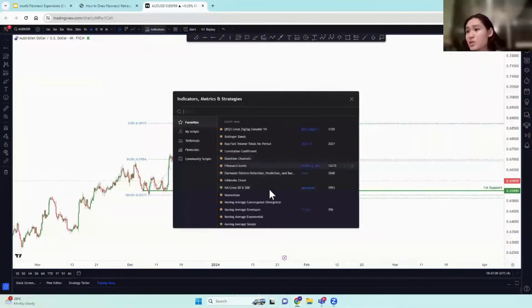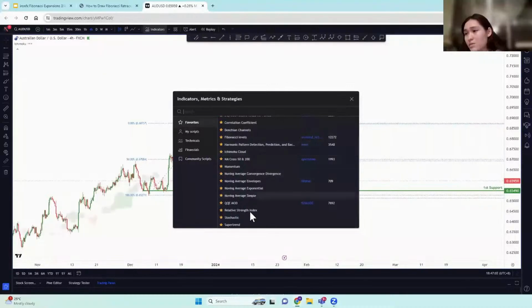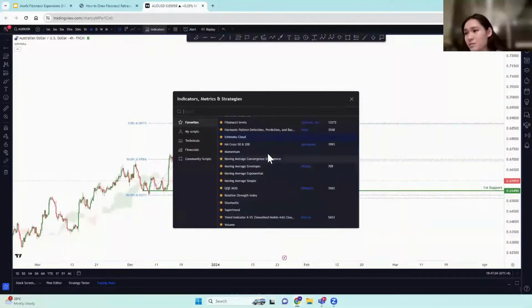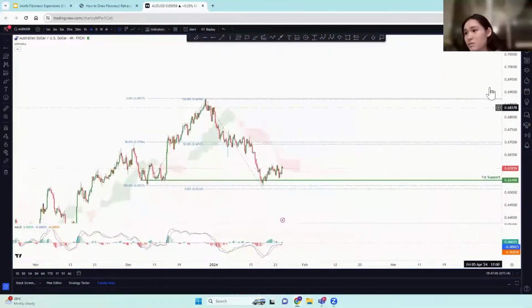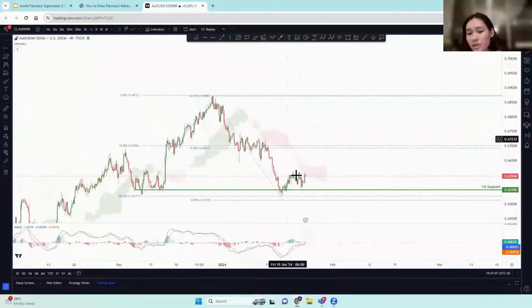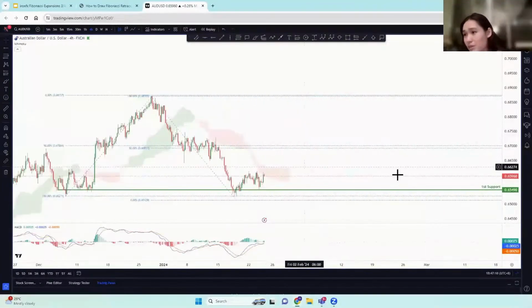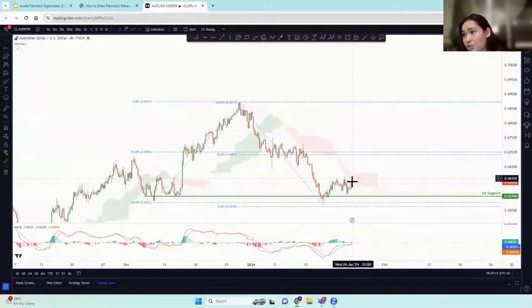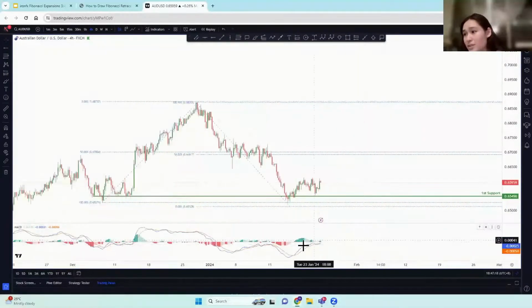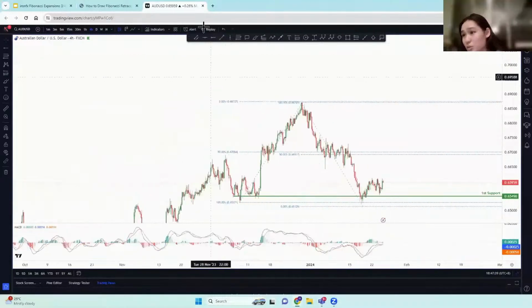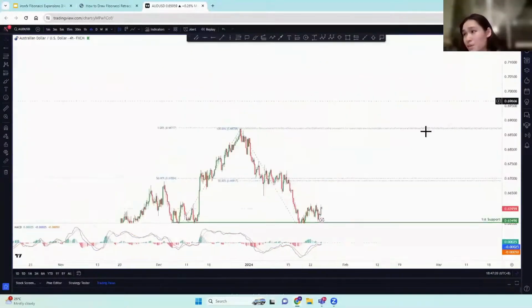Now let's look at some indicators. Price is moving below the Ichimoku cloud, so it's giving us a bearish signal. Actually, it's moving within a cloud, so we can't even use that. And our MACD is giving us a bullish signal, which supports our analysis.